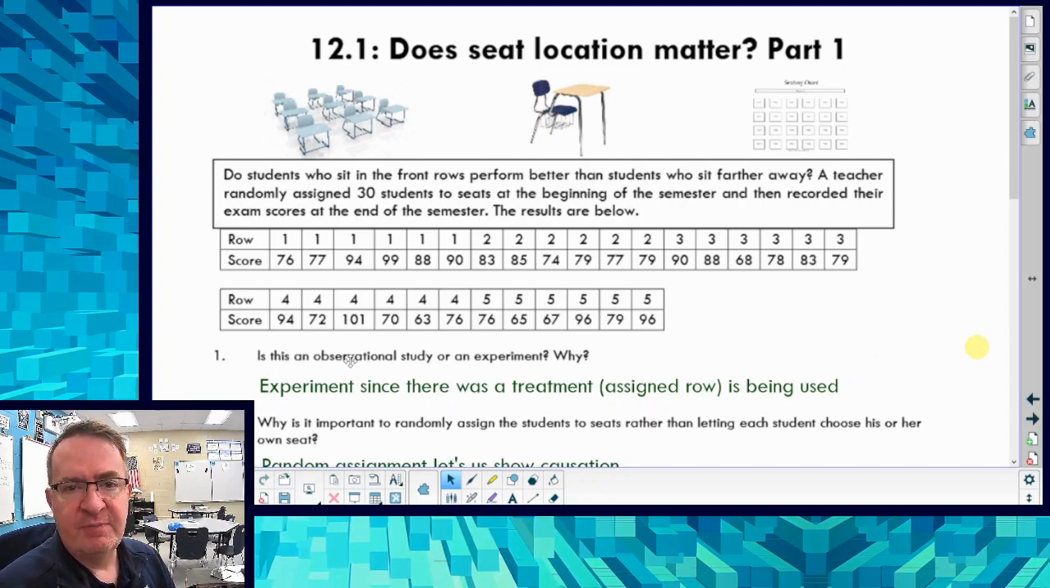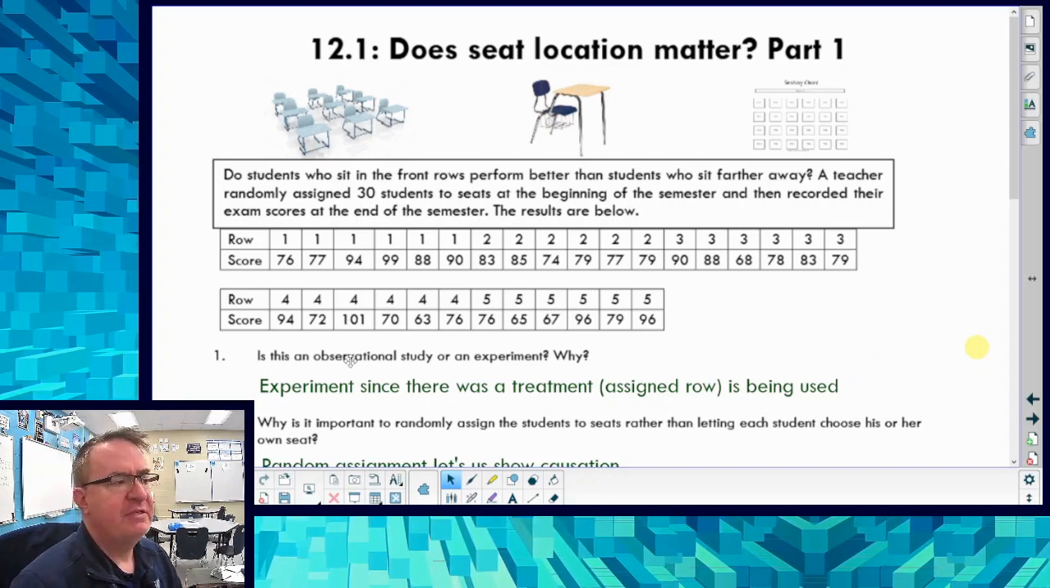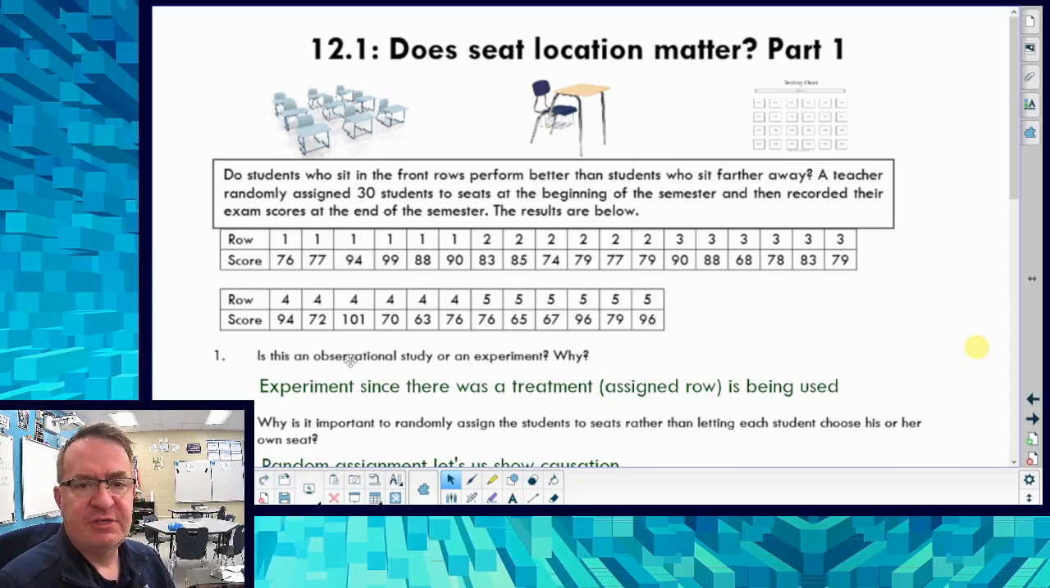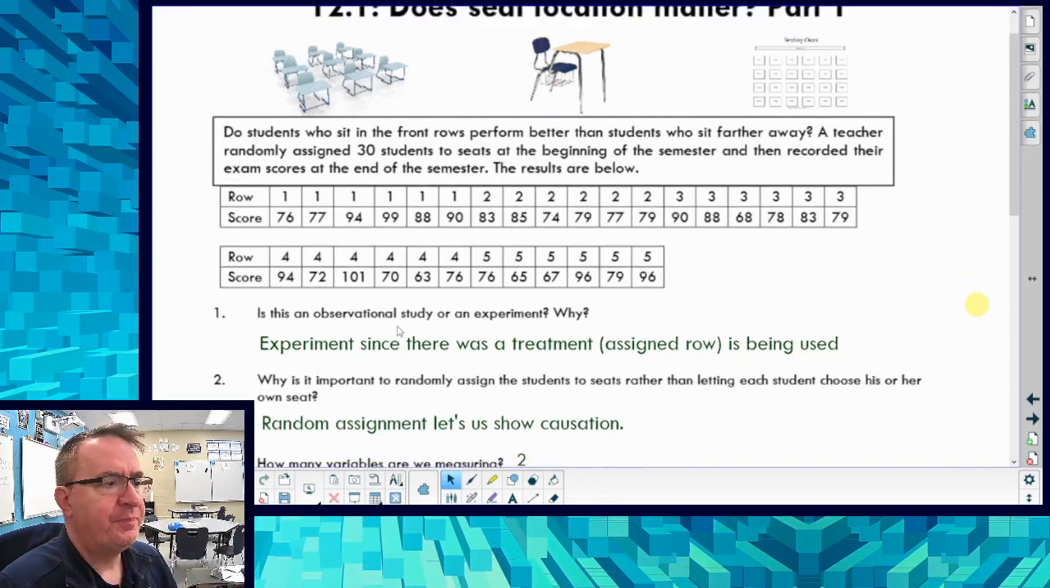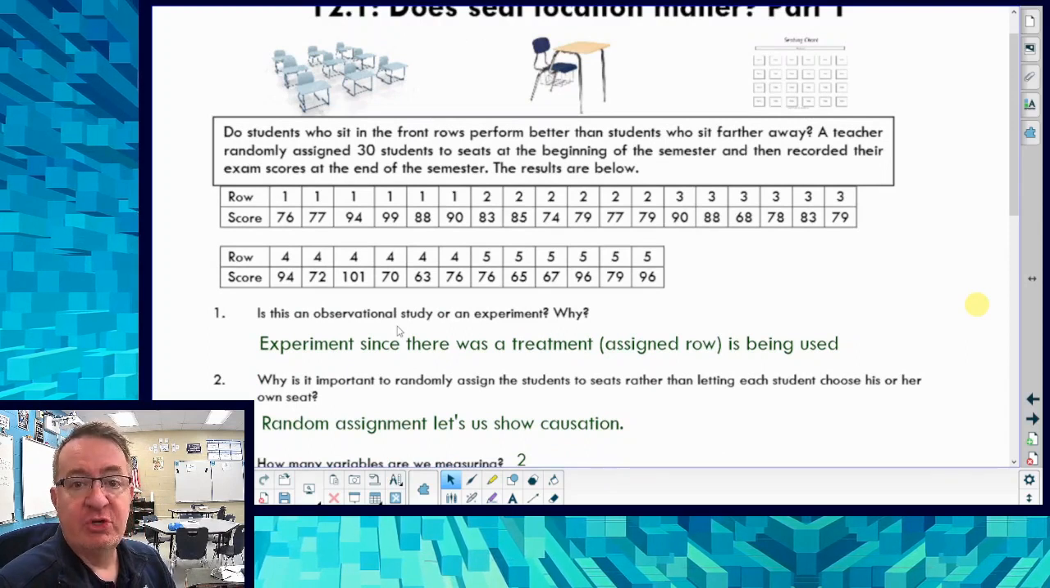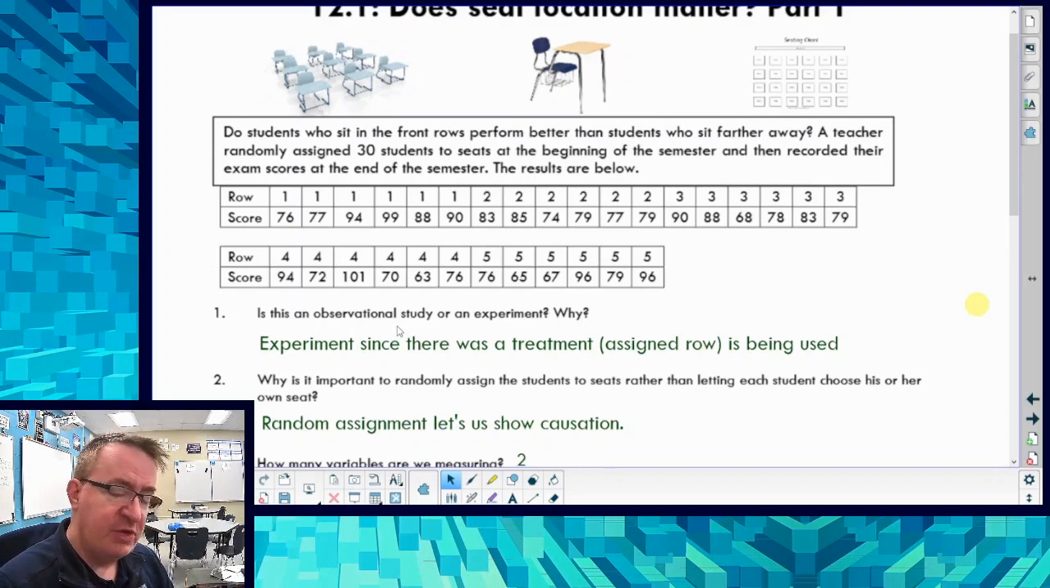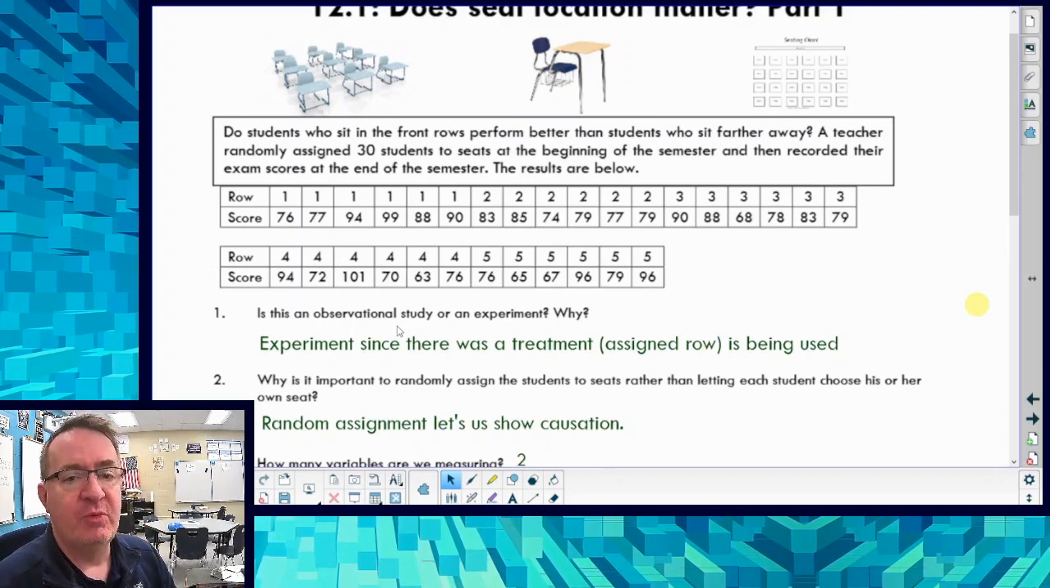Otherwise, just follow along. The first thing is that this is obviously going to be an experiment, not an observational study, because there was a treatment. They assigned a row to everybody. So the row is the treatment, and the response variable is your score. The reason it's good to know there was random assignment is that way we can show causation, that the seat you were sitting in was actually affecting what your score was.